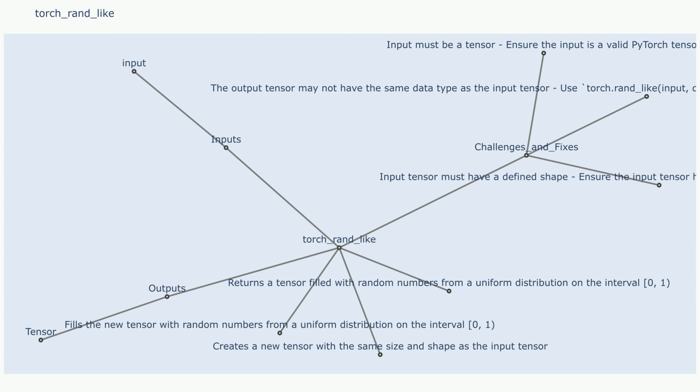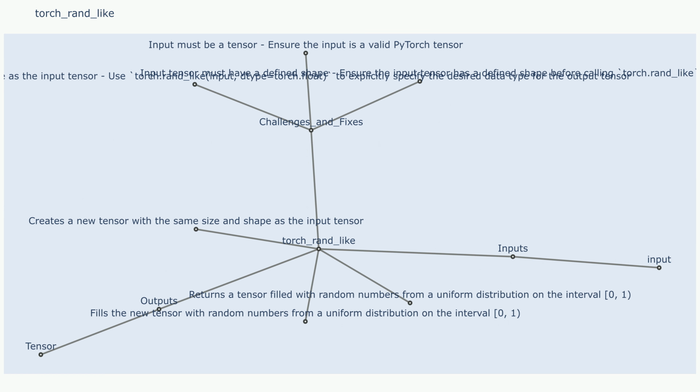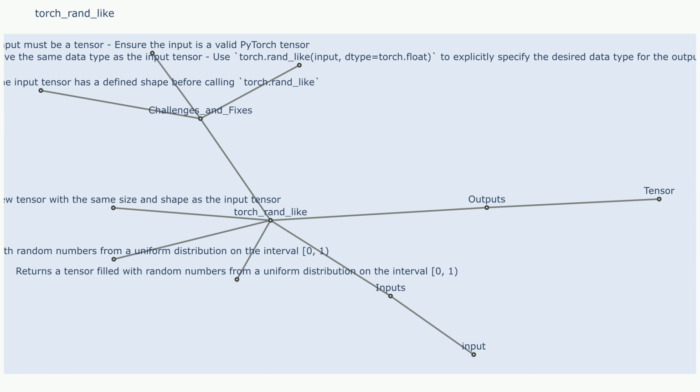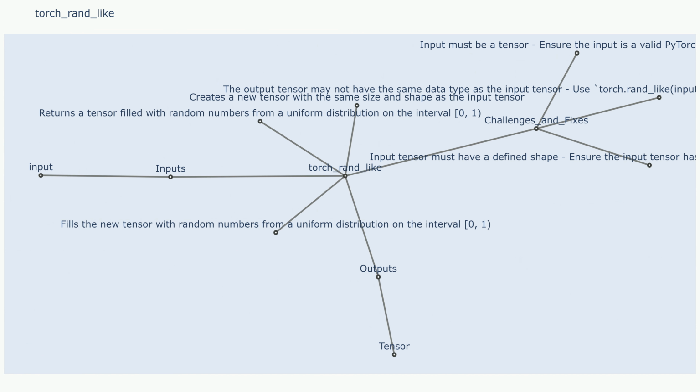Challenge 2: the input tensor should have a defined shape. Sample use case that resulted in challenge 2: providing a tensor with an undefined shape. Fixes to challenge 2: ensure the input tensor has a defined shape. Challenge 3: the output tensor might not be contiguous in memory. Sample use case that resulted in challenge 3: performing operations on the output tensor that require contiguous memory. Fixes to challenge 3: use output.contiguous() to ensure the output tensor is contiguous in memory.